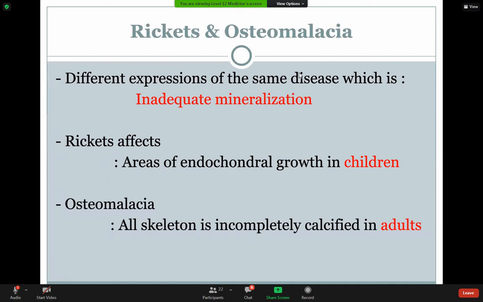What's the difference between them? Rickets affects areas of enchondral growth in children. Okay, so where the cartilage is turning into bone. Osteomalacia affects the whole skeleton in adults, and all the skeleton is incompletely calcified in adults.